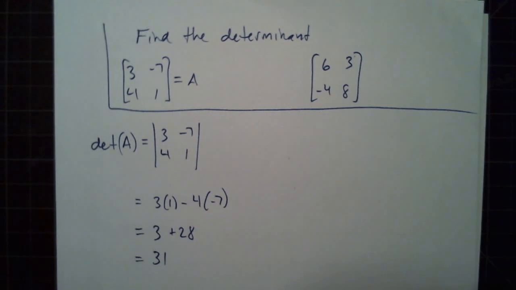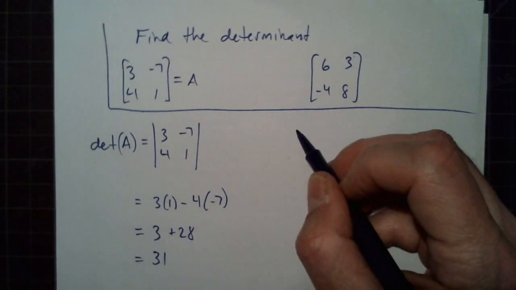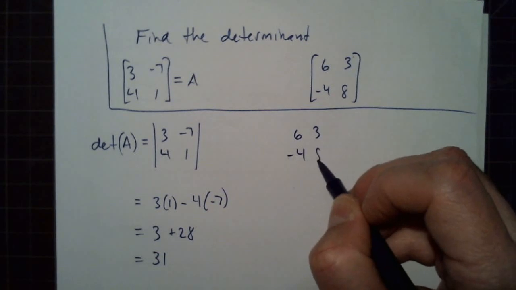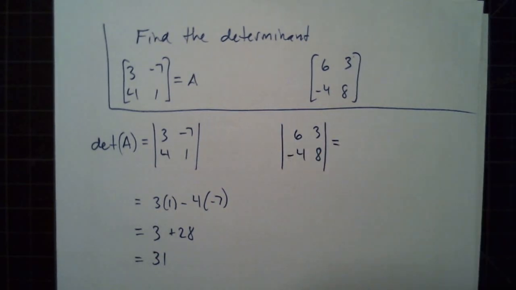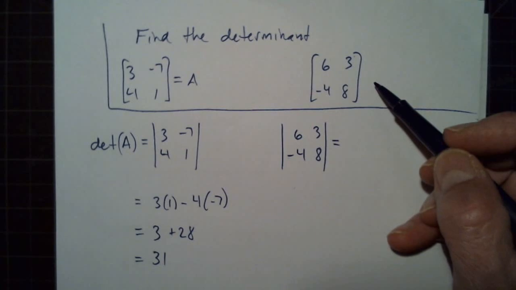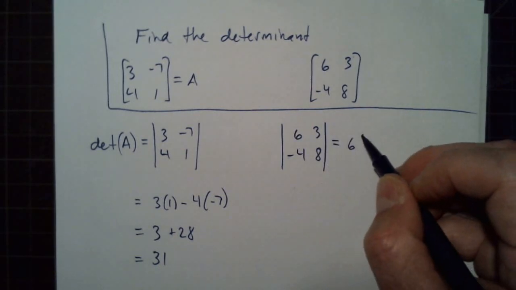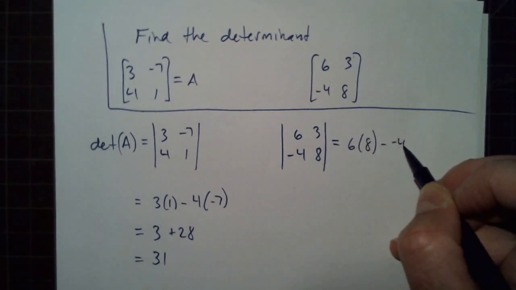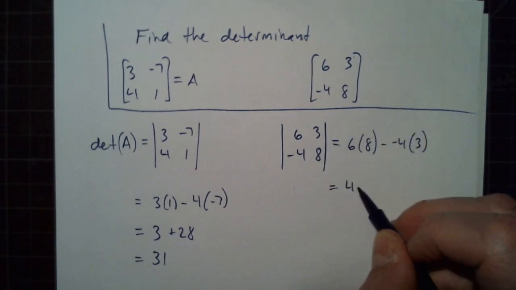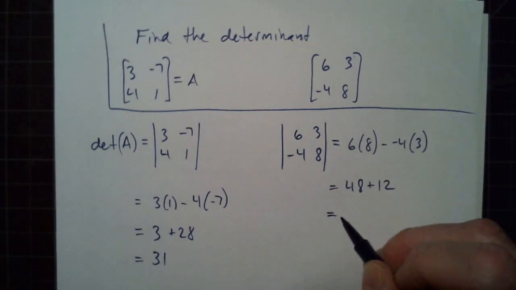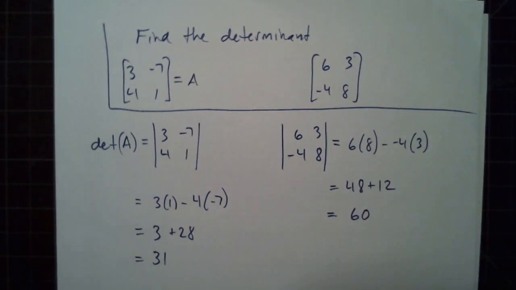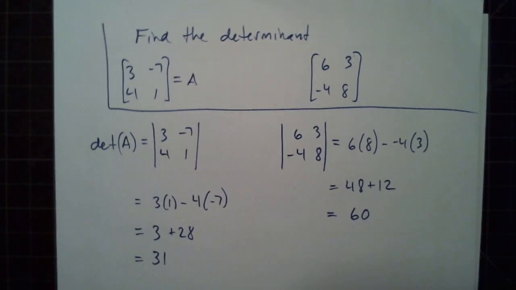Okay, pause the video and try finding the determinant of that. So if it's not labeled as a variable, we can just write it with the determinant symbol. 6 times 8 minus negative 4 times 3. Alright, that's how we find the determinant of a 2 by 2 matrix. Now we have to do a determinant of a larger matrix.